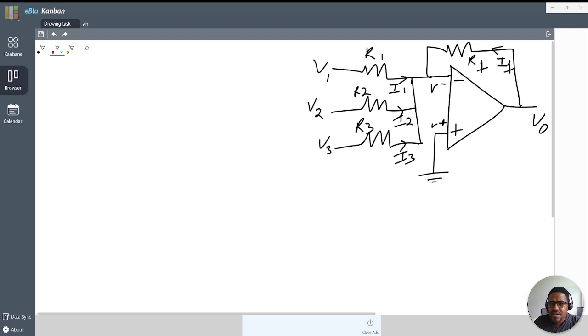As you see, V1 through R1 goes to the inverting terminal, the same with V2 through R2 going to the inverting terminal, the same with V3 through R3 going to the inverting terminal, and the feedback from V out goes back to the inverting terminal. So this is a summing inverting amplifier. Let's analyze it by applying KCL.